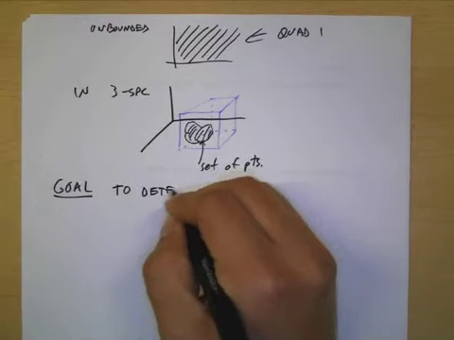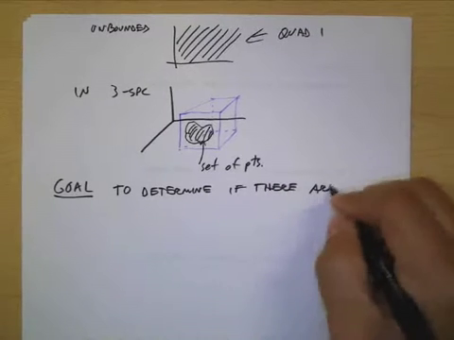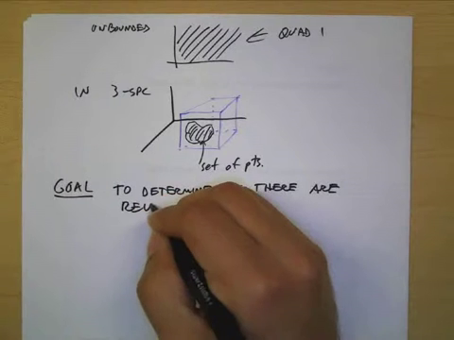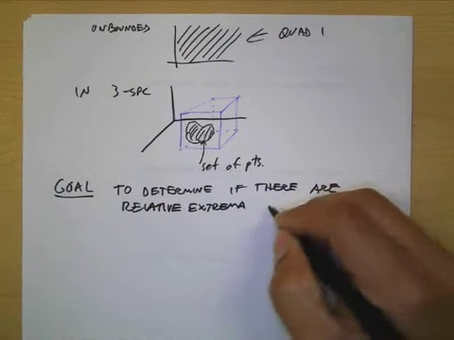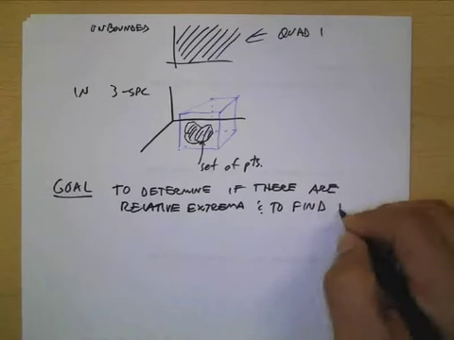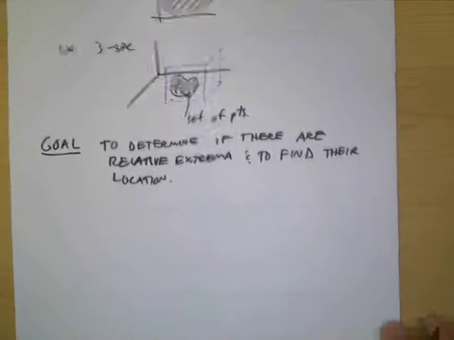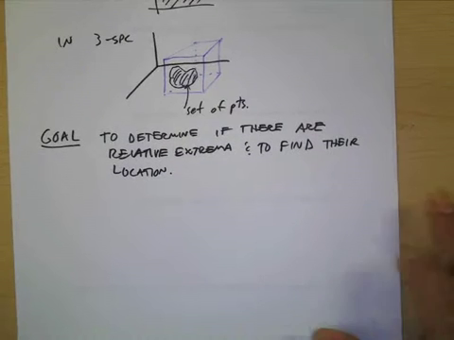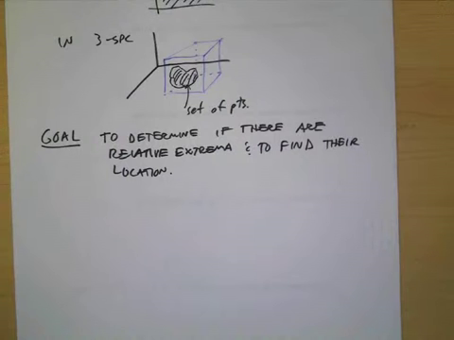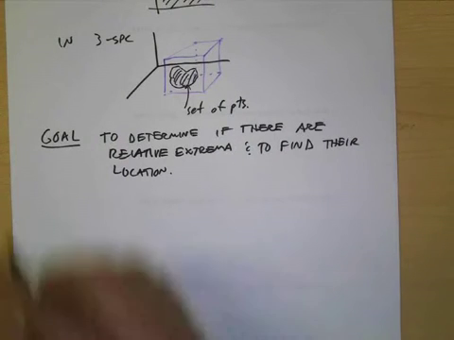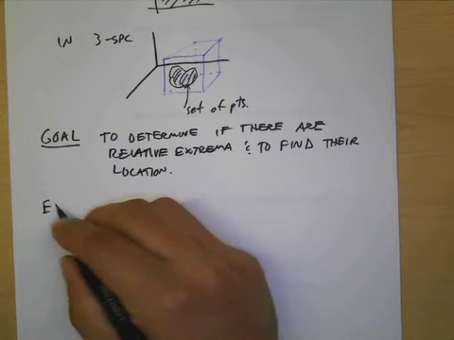The goal is to determine if there are relative extrema and to find their location. That's our goal. Okay, now before we get to the big thing for this section, again, there's several things we have to talk about first. So not only do we have to talk about what relative mins and maxes are, we have to talk about the extreme value theorem.